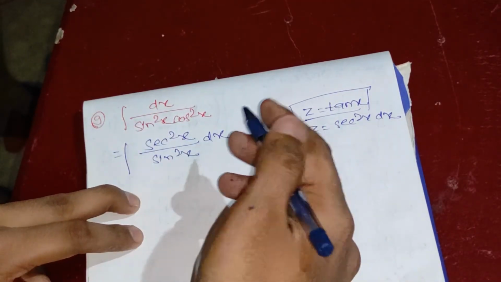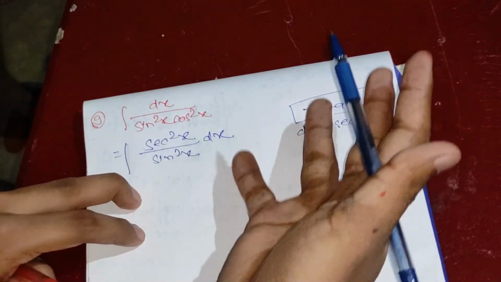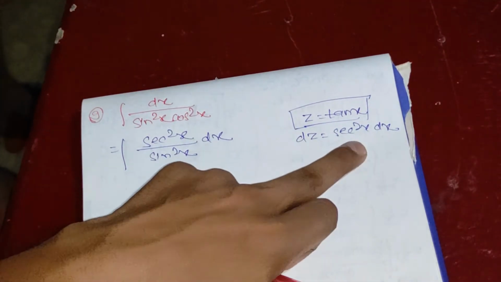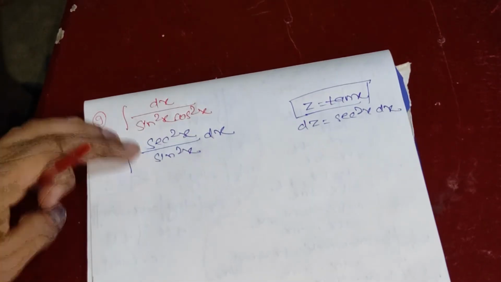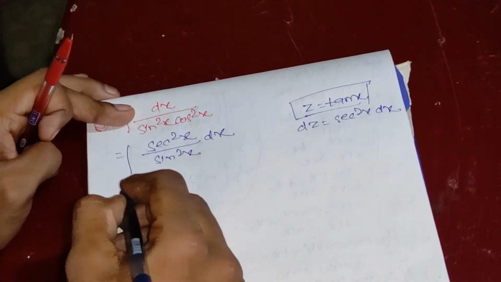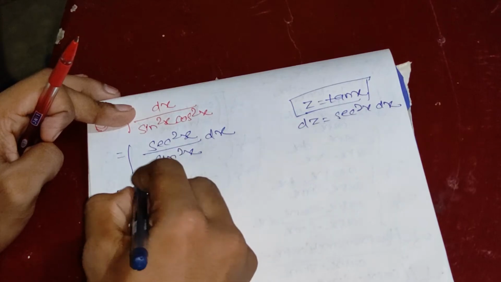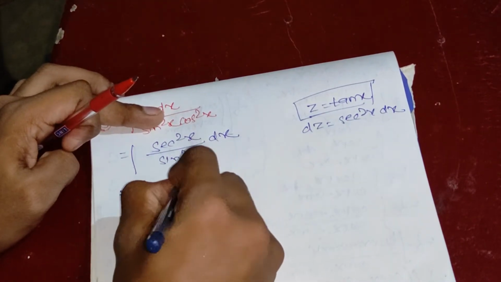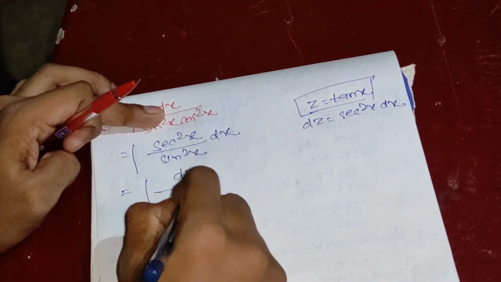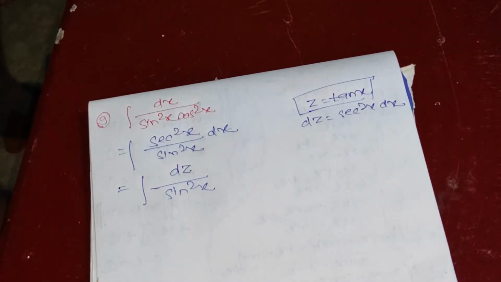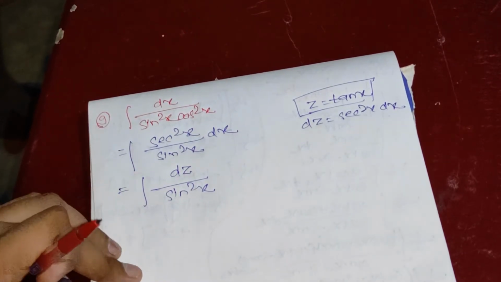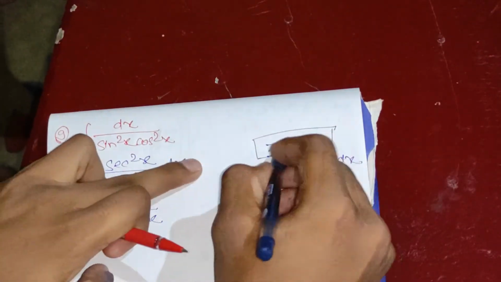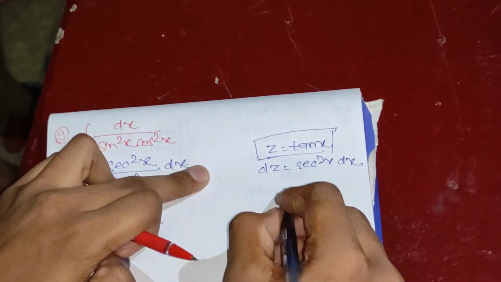Please go and watch that. You will get your confusion avoided. Okay, now z equal to tan x, that is dz equal to sec square x dx. Now this term we can write directly as dz, but what we have left with is sin square x. Now tan x we have assumed is z.